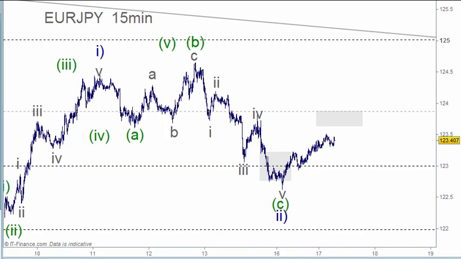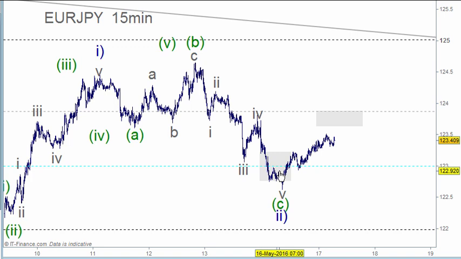The euro yen and the pound yen. Okay, so look, we're basically looking at 5 waves moving to the upside. Here's wave 1. We're looking at this as the A wave, the B wave over here, and then 5 waves down for the C wave here.